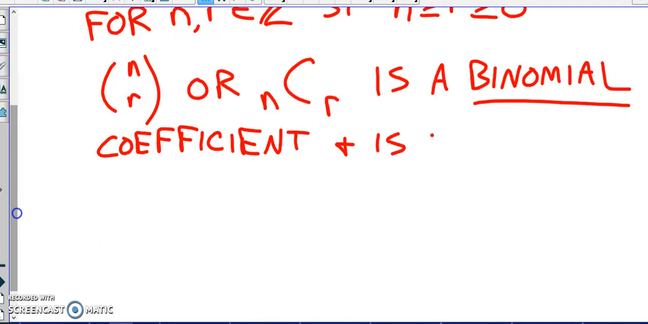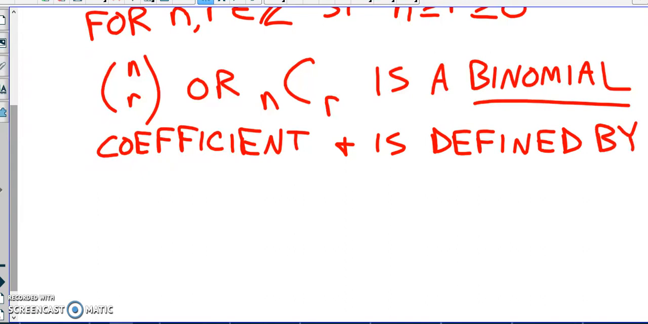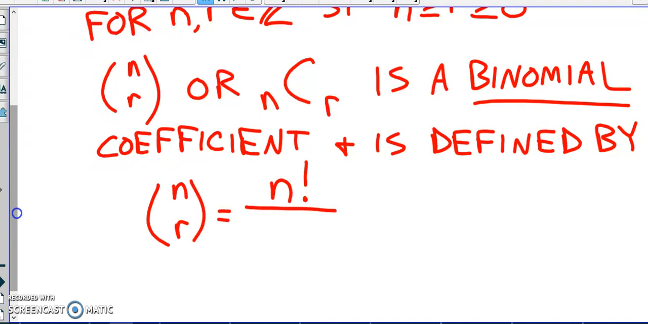is a binomial coefficient. And is defined by n choose r equals n factorial over r factorial times n minus r factorial.